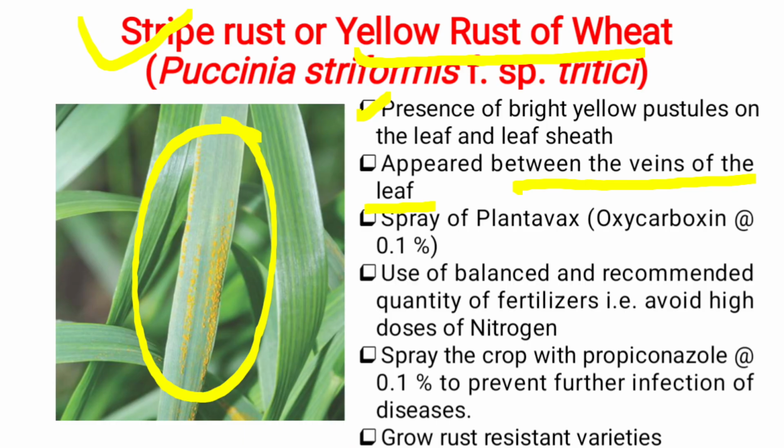Again, similar management practices involve the use of Plantavax and propiconazole, which is an EMI fungicide, that is an ergosterol methylation inhibitor fungicide, generally applied at the rate of 0.1%, or you can also grow rust resistant varieties. Okay, so that is the most important disease known as the rust disease.